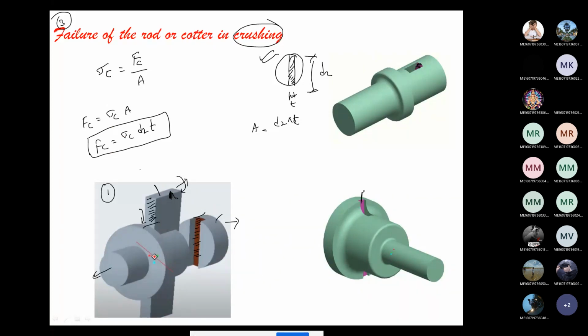With this equation, sigma c is determined, and after determination, checking is done. What checking? The induced crushing stress should always be less than the permissible crushing stress. This condition should be satisfied by our answer. Then only is our design in a safe condition. Right? This is the third point.